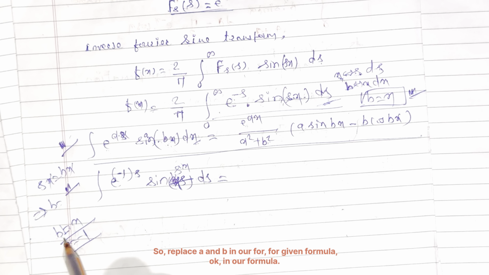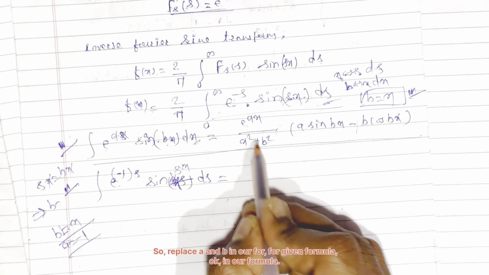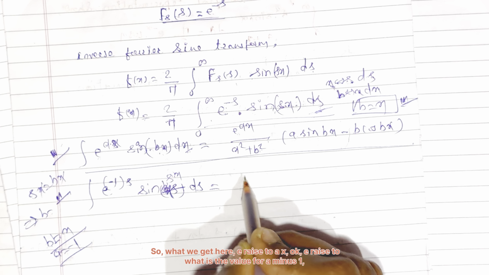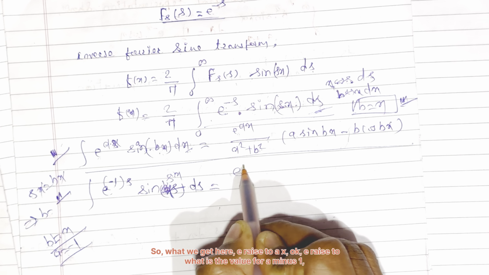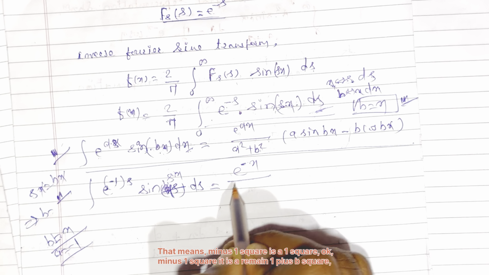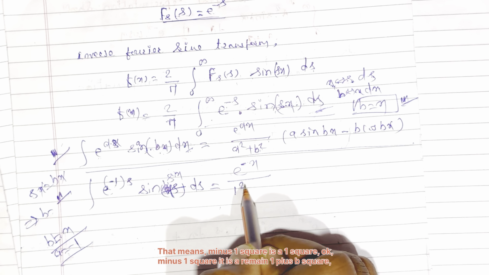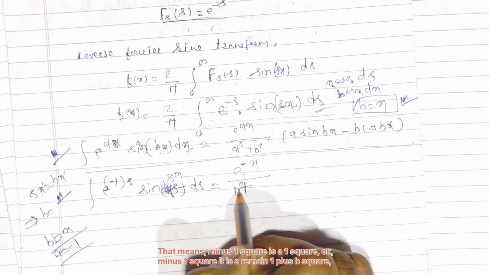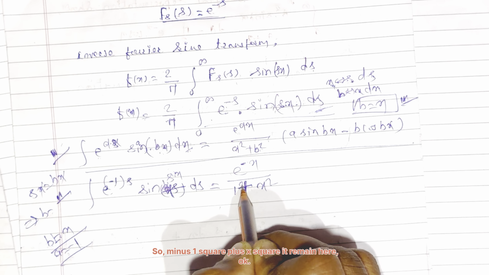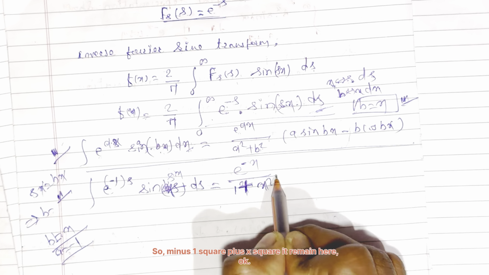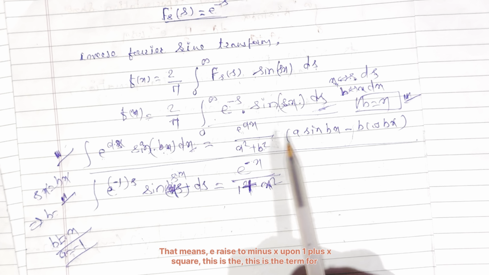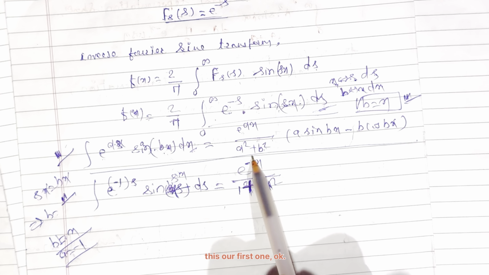So replace a and b in our given formula. What we get here is e raised to ax, with a equal to minus 1, so e raised to minus x, upon a square plus b square. That means minus 1 square, which remains 1, plus b square, which is x square. So minus 1 square plus x square remains here. That means e raised to minus x upon 1 plus x square. This is the term for our first one.